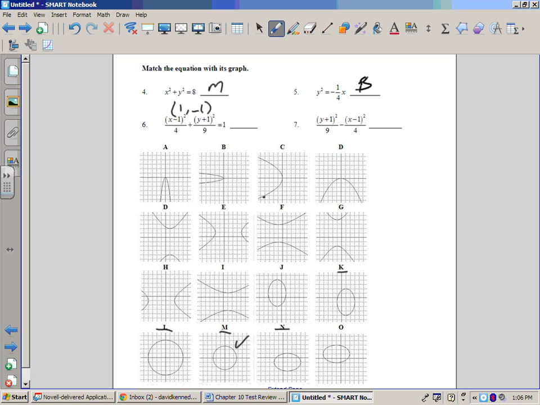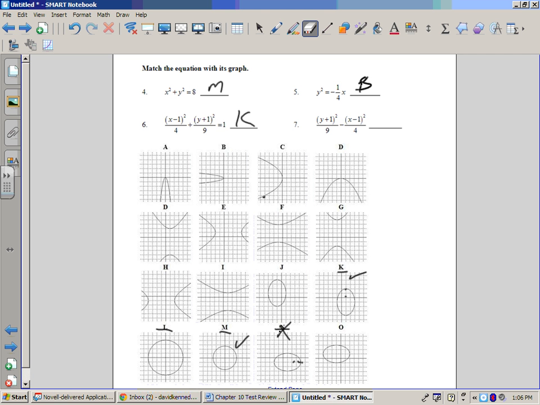The x value, which is the left and right value, has a 4 underneath, meaning I'm going to go left and right 2 from the center. This one goes left and right 2 from the center. This one does not. It actually goes 3. Also, I should be going up and down 3. That's what this does. So the answer to number 6, therefore, is K.